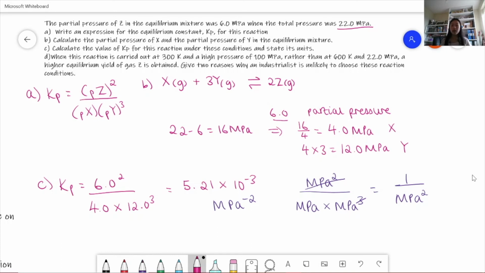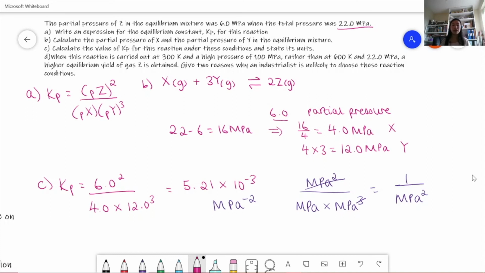And then for D, when this reaction is carried out at 300 K and a high pressure of 100 megapascals, rather than at 600 Kelvin and 22 megapascals, a higher equilibrium yield of gas Z is obtained. Give 2 reasons why an industrialist is unlikely to choose these reaction conditions. So if we use a very low temperature, that means that basically the rate of reaction is very slow because there's less collisions per unit time, and so it costs quite a lot for the people running the reaction to be able to produce the products.